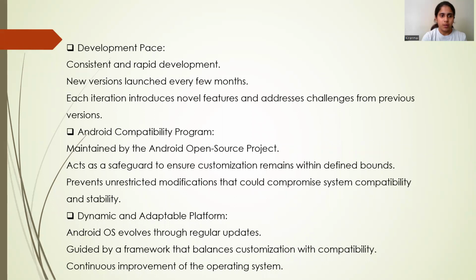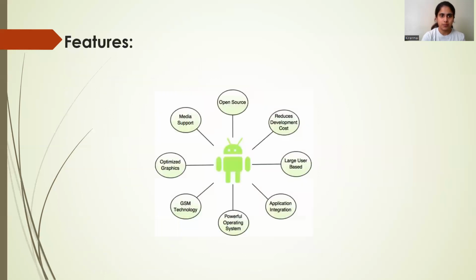The Android Compatibility Program, maintained by the Android Open Source Project, acts as a safeguard to ensure the customization remains within the defined bounds. It prevents unrestricted modifications that could compromise system compatibility and stability. It is a dynamic and adaptable platform, meaning the Android OS evolves through regular updates, guided by a framework that balances customization with compatibility, and its continuous improvement of the operating system.